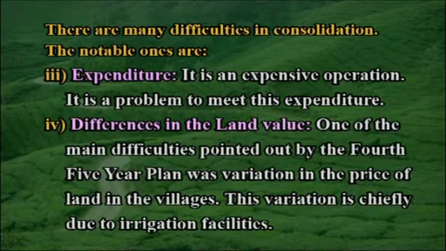Next, differences in the land value. One of the main difficulties pointed out by the Fourth Five-Year Plan was variation in the price of land in the villages. This variation is chiefly due to irrigation facilities. In brief, consolidation of land holdings reduces the problem of fragmentation of holdings. While doing so, the size of the farms is enlarged. Hence, it helps in increasing agriculture production.